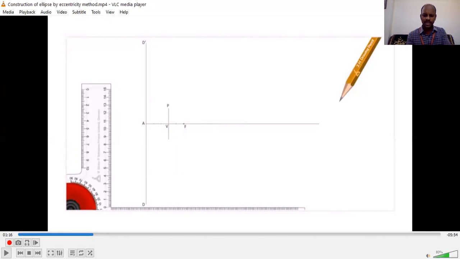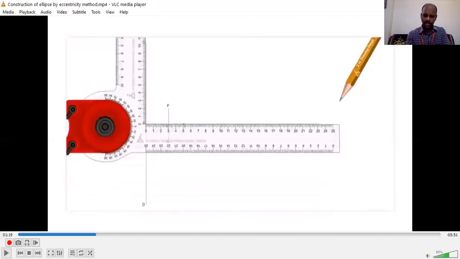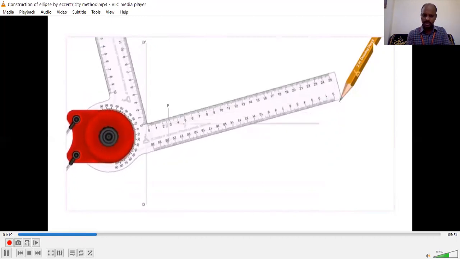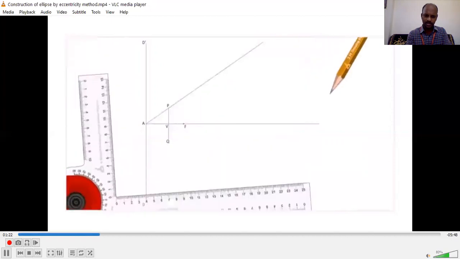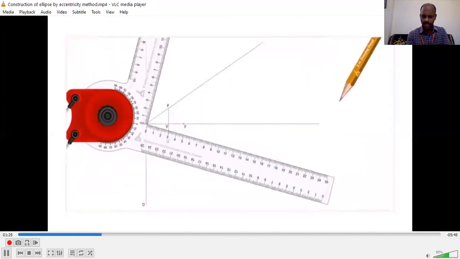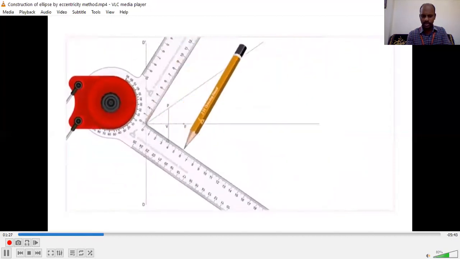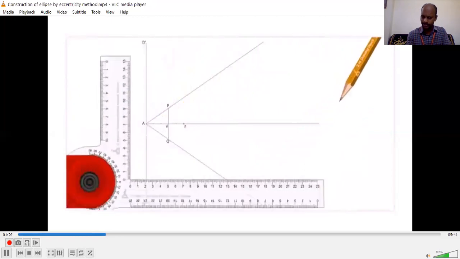Now, after that, what you have to do is, down below that axis also you can mark VQ. VQ and VP are both the same distance. So take your mini drafter, match this line AP and extend it further. Similarly, down below the axis, match the drafter to AQ and draw one more extension line.